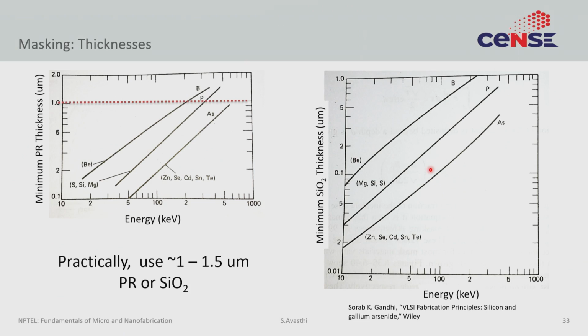Thankfully, there are more effective films that can do masking well. And a good example of that is photoresist. Photoresist is something that we will use during lithography anyways. So you can just look at what is the penetration of the dopant ion in the photoresist. And for various energies, if you look at what is the minimum amount of photoresist required to almost completely stop it, the values are typically around 1 micron.